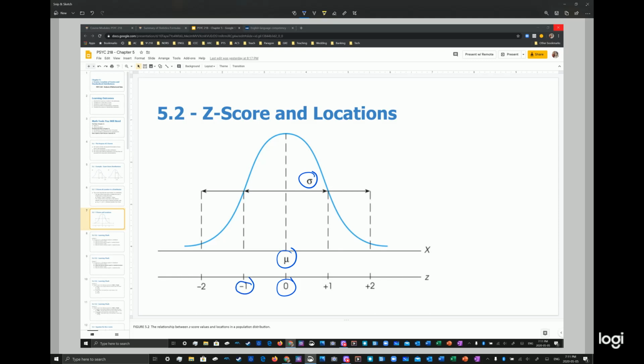And then any value above or below the mean would have signs. So a value above the mean would have a positive z-score. And if it's +1, it's 1 standard deviation away. If a value is -2, that means it's 2 standard deviations below the mean.